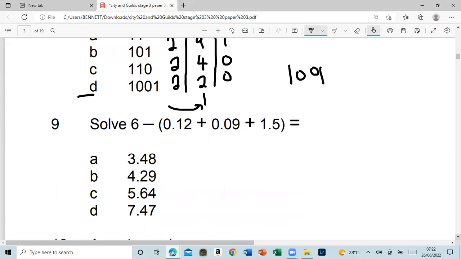All right, this one says solve 6 minus 0.2 plus 0. All right, so first we could add what's in the bracket, so that's 0.12.